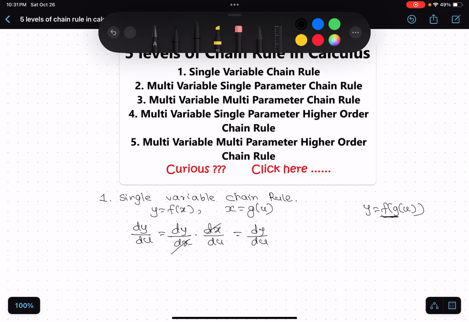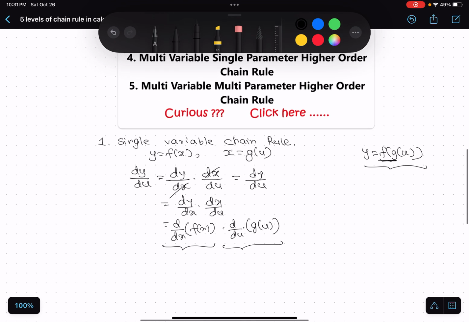Now the benefit of making this formula dy by dx times dx by du is that since y is a function of x, we will be able to differentiate this, right? And also we will be able to differentiate the other formula, where x is just g of u. So now it's a lot simpler. We don't need to find this function. We just got the answer easily. So that's the benefit of having this chain rule in your pocket.